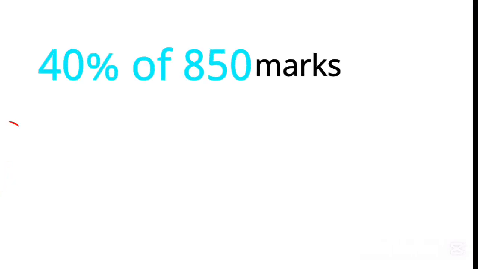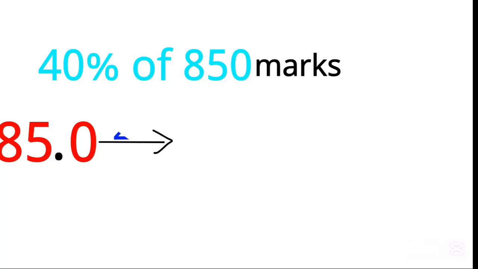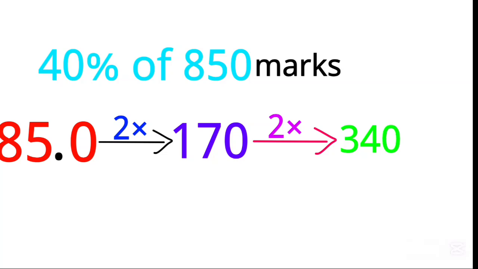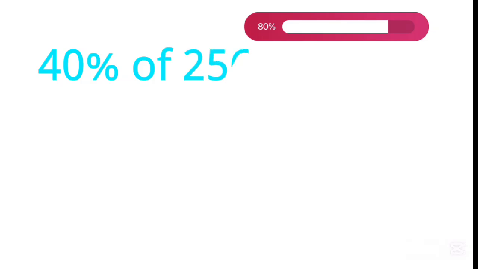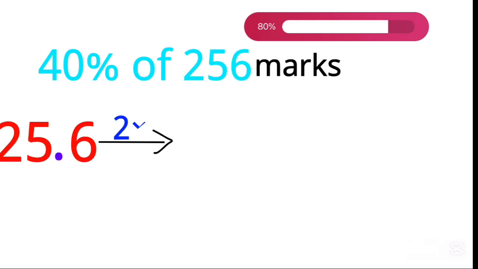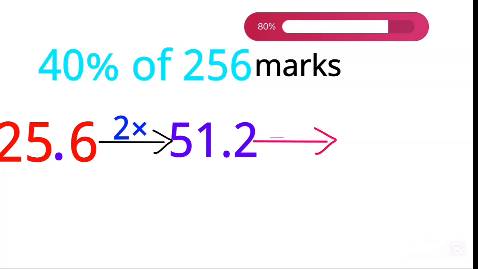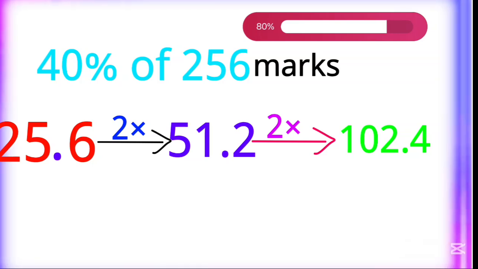Now let's look at 40% of 850 marks. 10% is 85. Double it to 170. Double it again. 340. You just saved 30 seconds that your competition wasted. What if the number is random? Say 40% of 256. 10% is 25.6. Double it to 51.2. Double it again. 102.4. You're literally doing math at the speed of light.